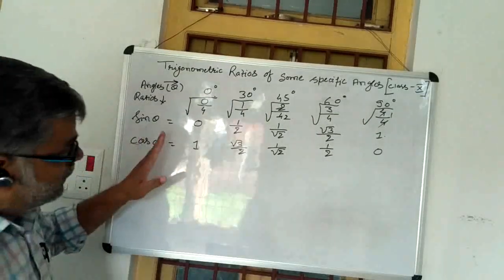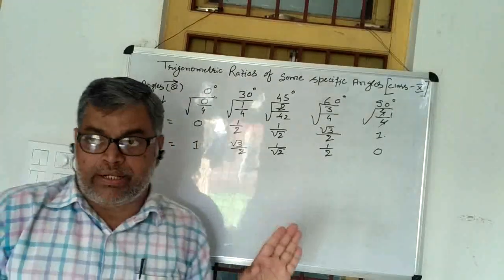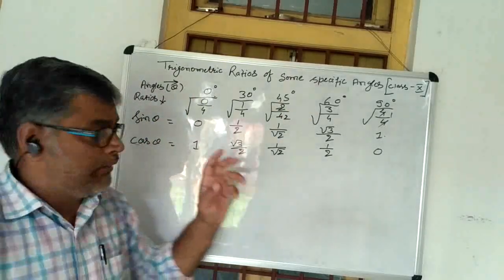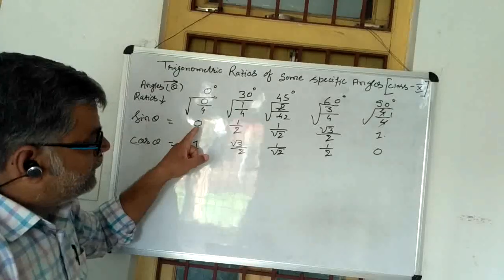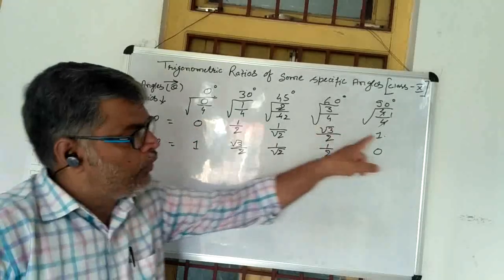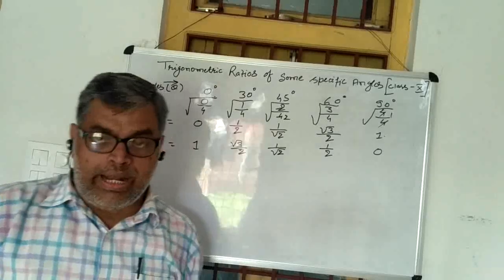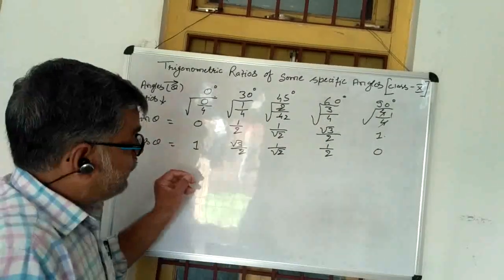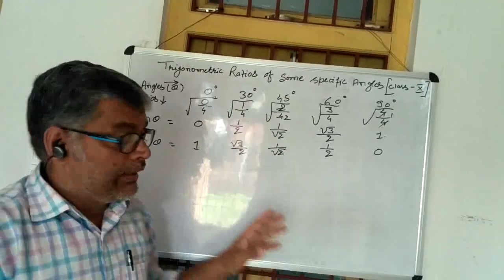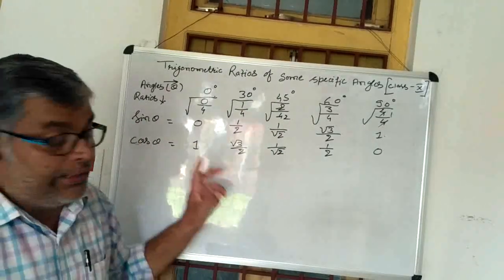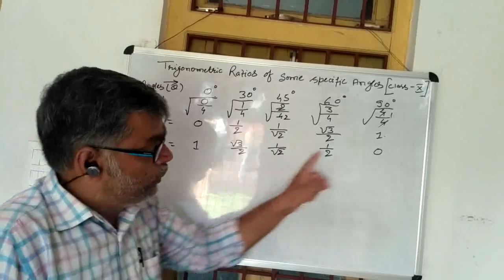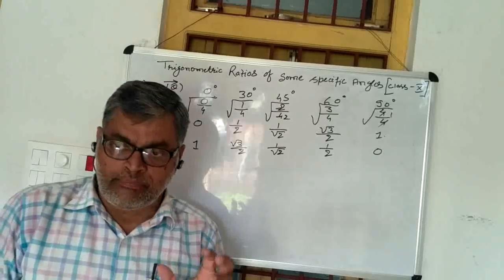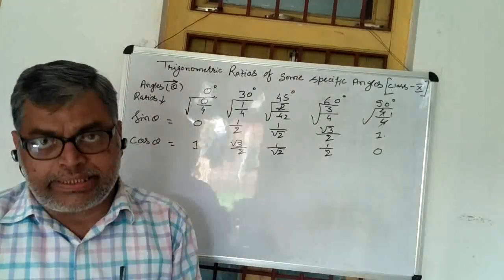So here you see that when theta lies between 0 to 90 degree, the value of sin theta is increasing from 0 to 1. And in cos theta, when theta is lying between 0 to 90 degree, the value of cos theta is decreasing from 1 to 0. So this is the basic thing which we got from the values of sin theta and cos theta.